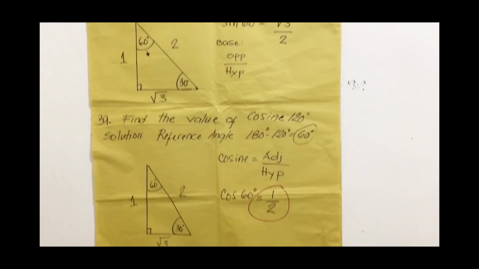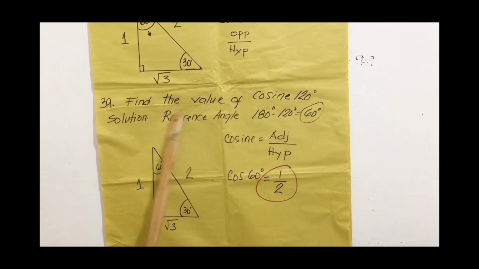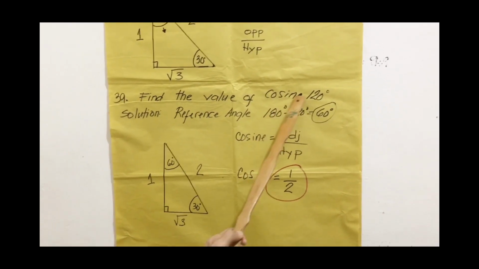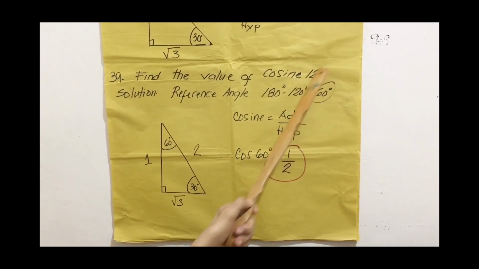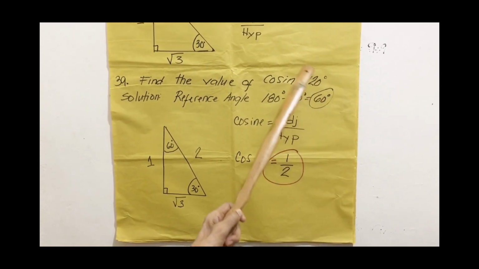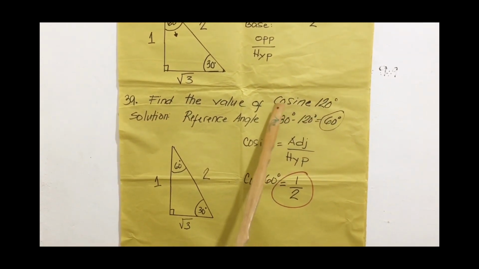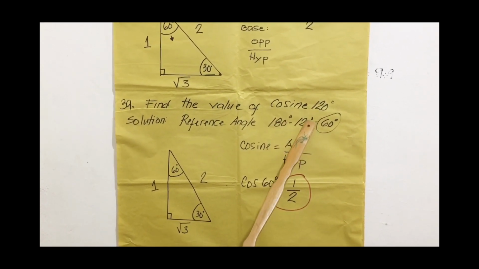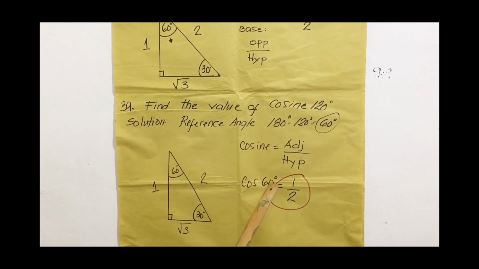Okay, next, number 39. Find the value of cosine 120 degrees. So again, we're going to determine the reference angle of cosine 120 degrees. Remember, 120 degrees is more than 90 degrees but less than 180 degrees. So this will be our basis on computation: 180 degrees minus 120 degrees equals 60 degrees. So it becomes now cosine 60 degrees.